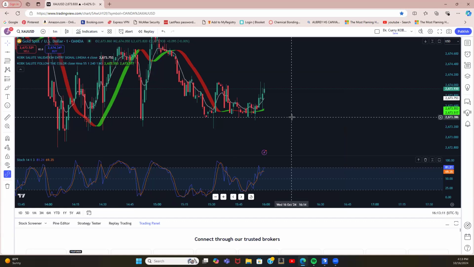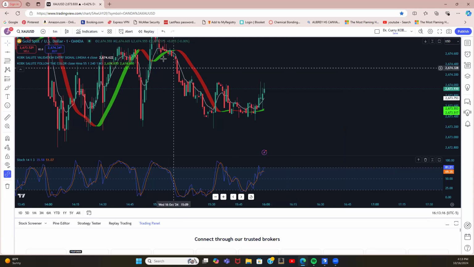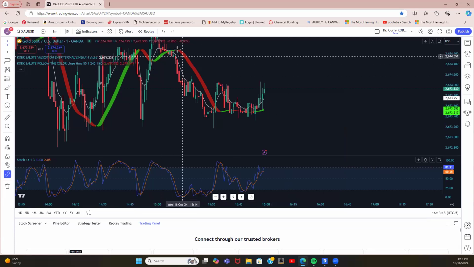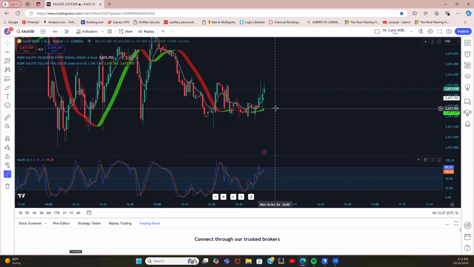Okay. This is my volume. This lets me know who's in the market. Sellers. My color change. I know it's another validation of what I need to be doing. Sell, buy.